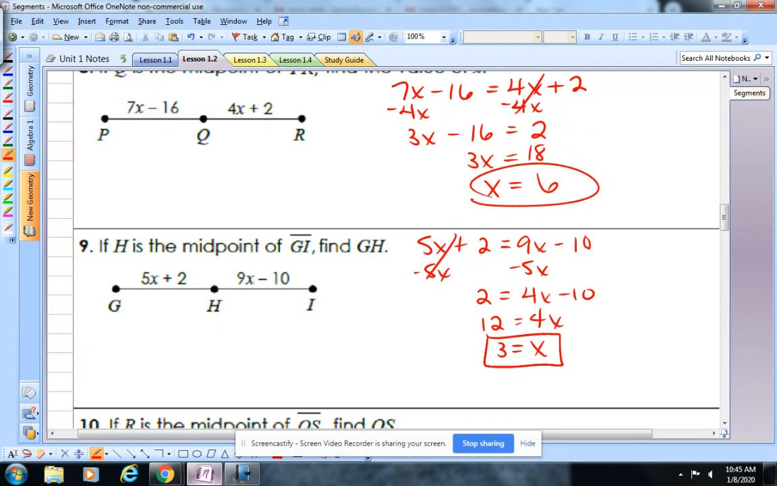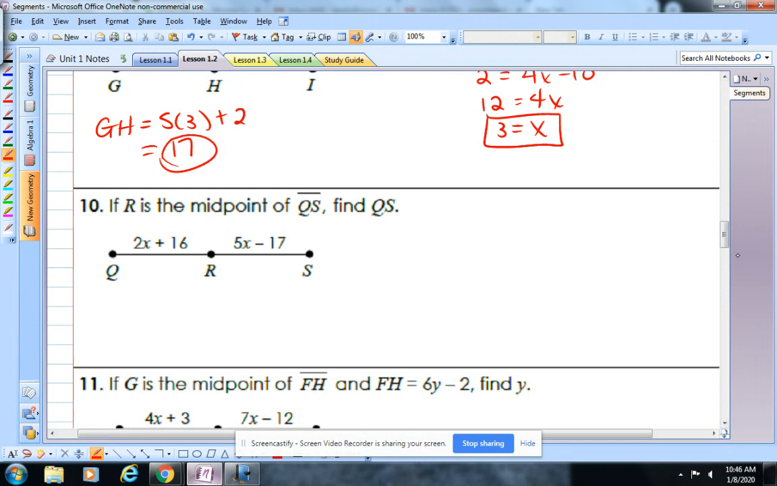Okay. And then I want to find which one? GH. So the length of GH is going to be 5 times 3 plus 2, which is going to be what? 17. Multiply and then add. What's the length of HI? What's the length of GI? 34. All right. Let's skip down to number 11.